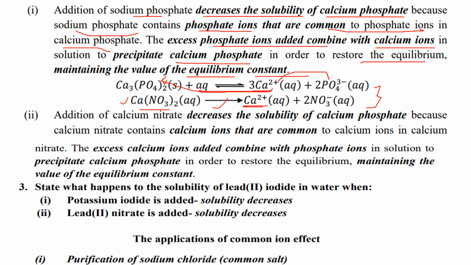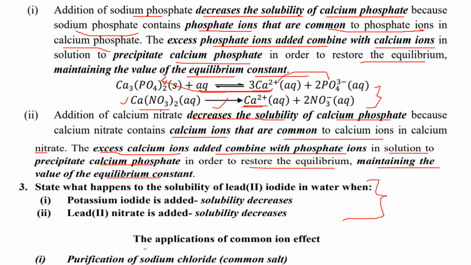So that's why we are going to say that here, addition of calcium nitrate is going to decrease the solubility of calcium phosphate. And the reason is because calcium nitrate contains calcium ions, and these are common to calcium ions present in calcium phosphate. And therefore, the excess calcium ions added are going to combine with the phosphate ions in the solution to precipitate calcium phosphate, and this is done to restore equilibrium and maintain the value of the equilibrium constant. Now you're going to be using this one as your revision question.